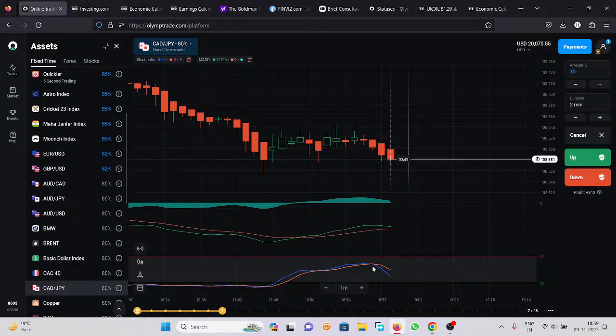This stochastic is still not reaching the overbought zone. This is kind of a dicey situation. Always try to open the trade whenever the stochastic has just exited from the overbought or the oversold zone, because in the in-between area, whenever you are doing a trade, the same strategy applies.